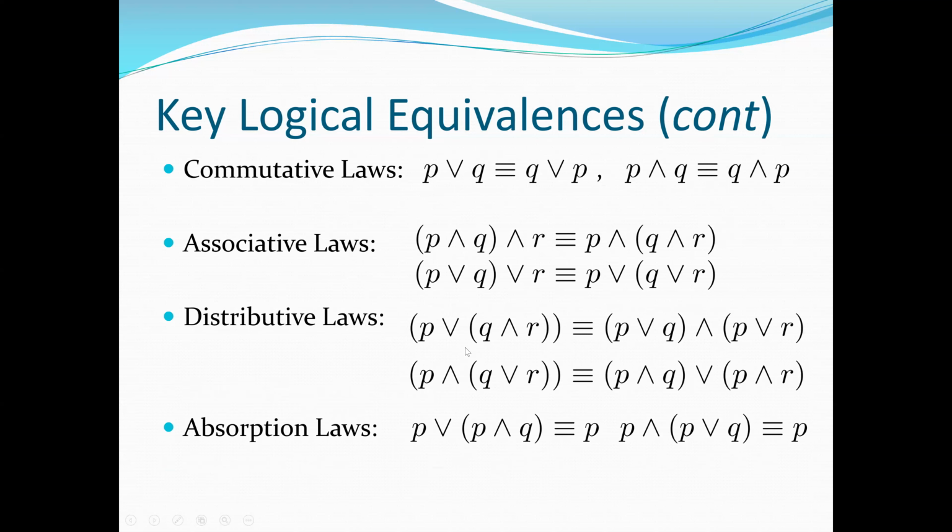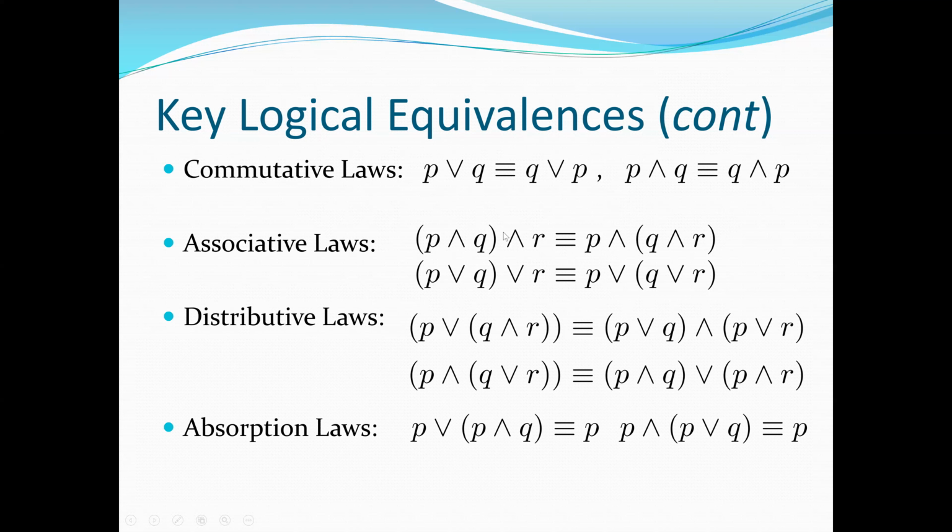We also have the commutative laws. Commutative laws are the same as arithmetic commutative. The position of 2 times 3 is the same as 3 times 2. 1 plus 2 is the same as 2 plus 1. So this is the commutative law. P or Q is the same as Q or P. P and Q is the same as Q and P.